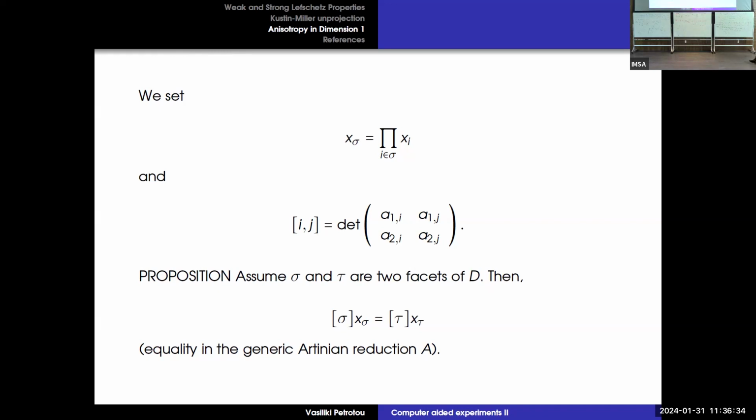For example, if we are working with the boundary of the triangle, assume that our D is the boundary of the triangle. We know that the ideal which is related is x1 x2 x3. We know that the dimension of D is equal to 2.